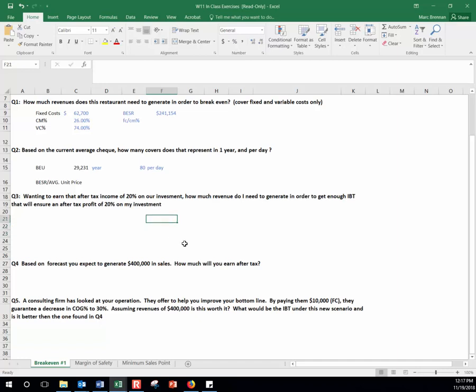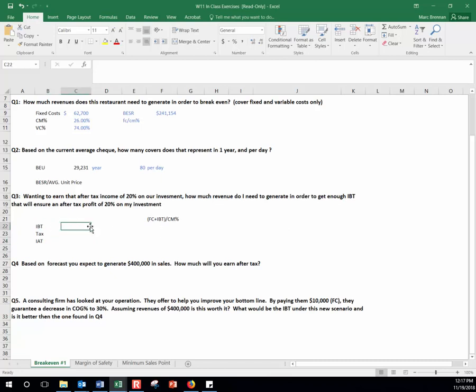And that would be fixed costs plus IBT, or operating profit we call that. Okay? And we divide that by contribution margin percent. Okay? Now we have our fixed costs, we've got our contribution margin percent, but the income before tax or operating profit, we don't have that yet, because all we know is that we want to earn an after-tax income of 20% on our investments. So we're going to have to do something that should look familiar to you, and that's from our bottom up.